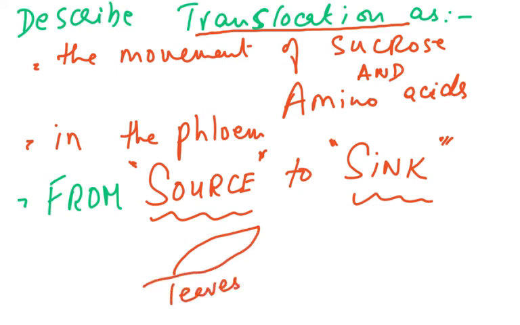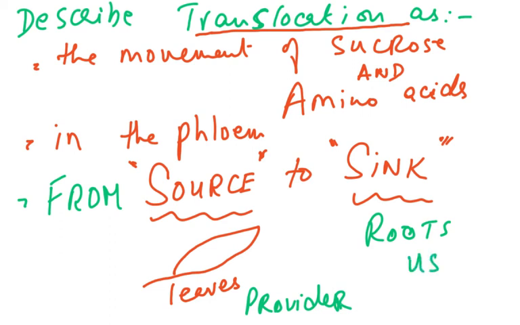And sink would be the roots where no photosynthesis takes place and they need it. So the sink is the place where they are used, which is unable to photosynthesize and make its own food. Source is the place where photosynthesis takes place or it is being provided. So source is the provider and sink is the user. So this is the important thing that you need to understand.